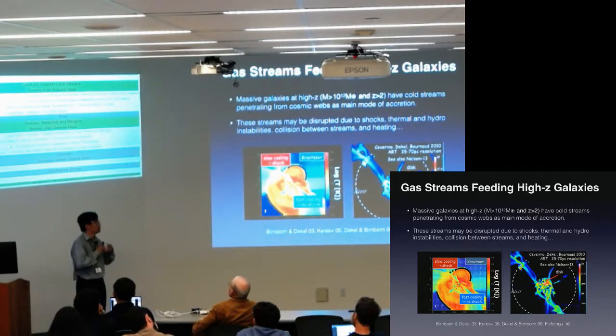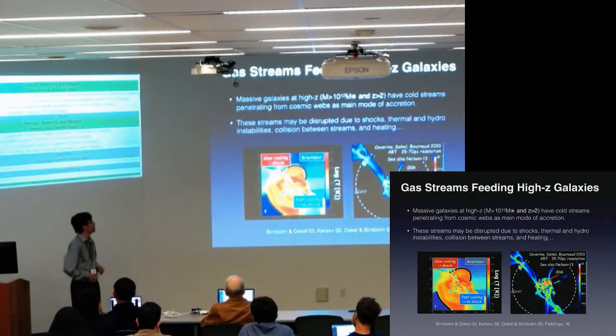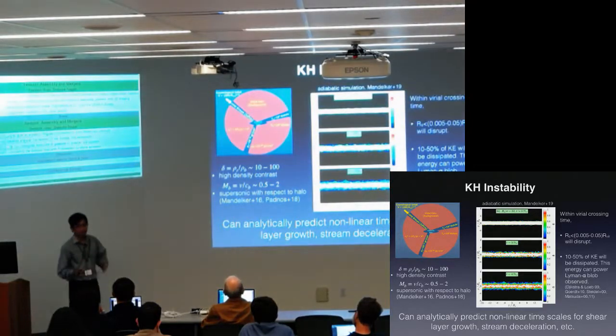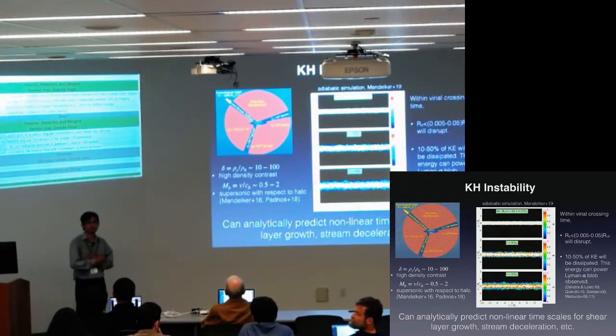Because these streams can be disrupted on their way to the galaxies, for example by shocks, different instabilities, and collisions with other streams, and so on. One of the things that we'll focus on here today is the Kelvin-Helmholtz instability, which can occur when you have a shearing motion between two different gas media.